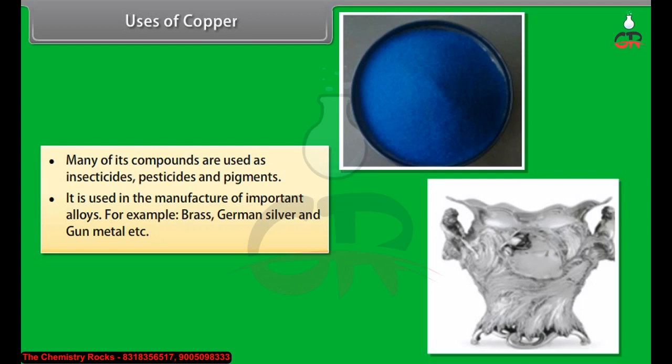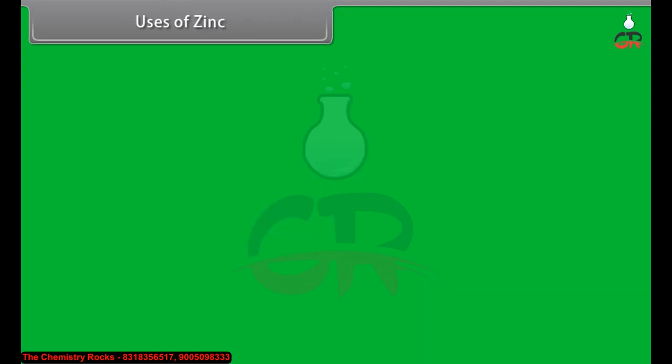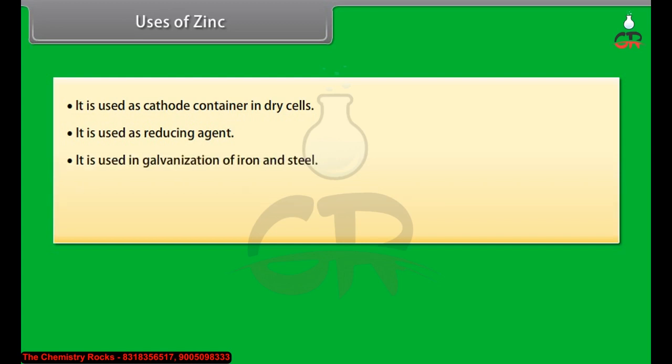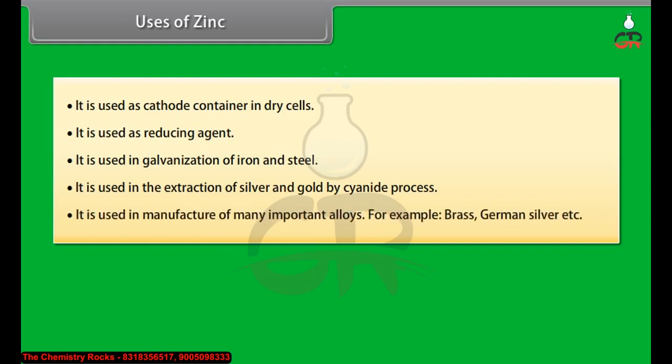Uses of zinc. It is used as cathode container in dry cells. It is used as a reducing agent. It is used in galvanization of iron and steel. It is used in the extraction of silver and gold by the cyanide process. It is used in the manufacture of many important alloys, for example, brass, German silver, etc.